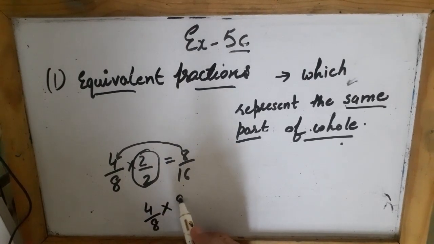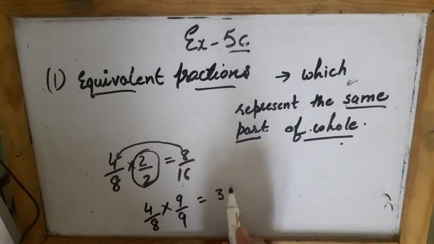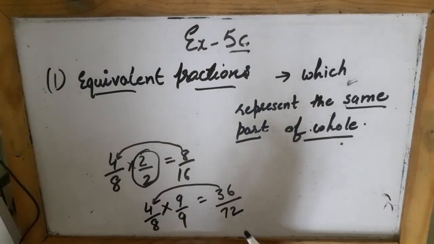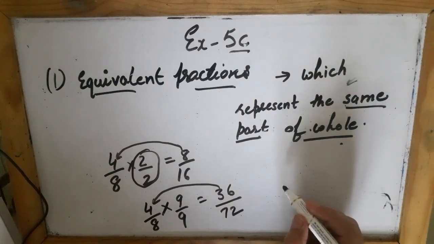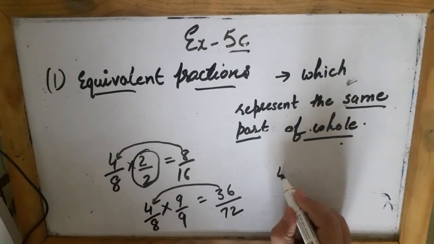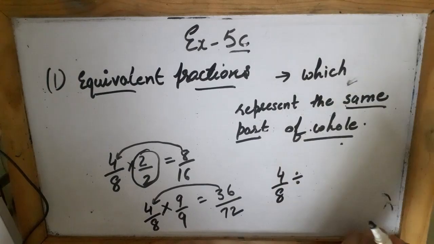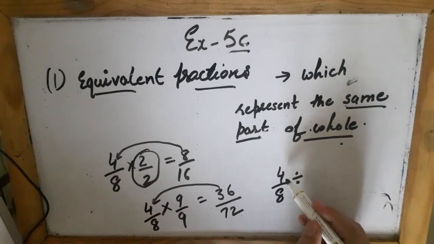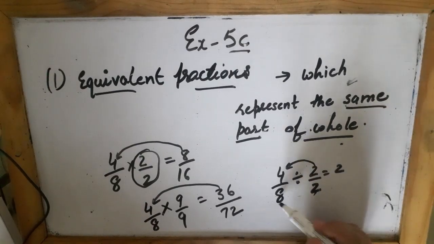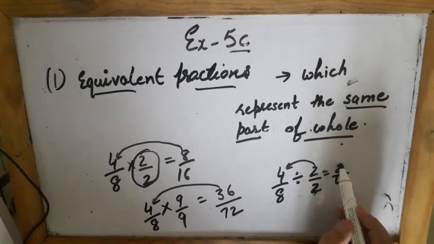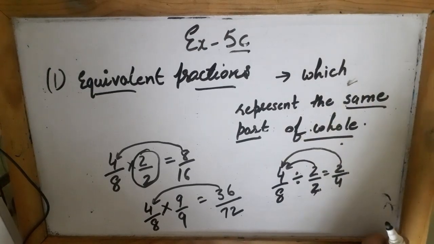Like I can now multiply both numerator and denominator with 9. 9 4s are 36, 9 8s are 72. So this fraction is equivalent to this fraction because I multiplied the numerator and denominator with the same number. Now either you can multiply the fraction with the same number, or you can also divide with the same number. I can see that both of them are divisible by 2, so with the same number you have to divide. This becomes 2 2s are 4 and 2 4s are 8. So this fraction is equivalent to this fraction.